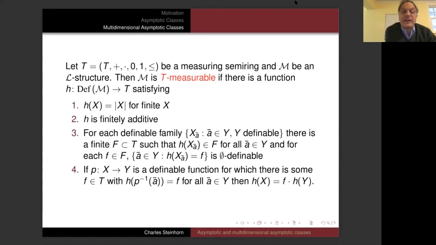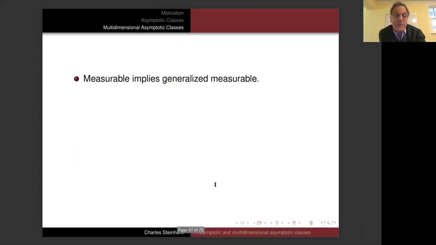So then you say that if you have a measuring semiring and an L-structure M, then the structure is T-measurable if there's a function satisfying the obvious conditions as before, that the measure of a finite set X is just its size, it's finitely additive. This is the MAC condition here that says that you have the definability of dimension, the measure and dimension definability, and that for any definable family there are finitely many dimensions that work. And then condition 4 is just the fibering condition that I mentioned before. So this is what generalized measurable structures look like.